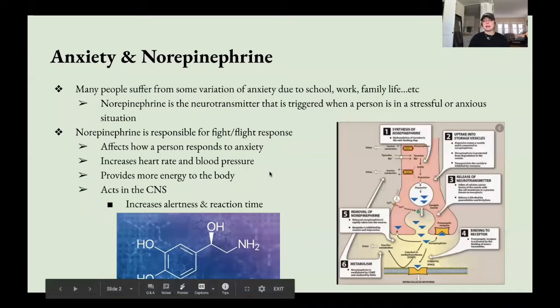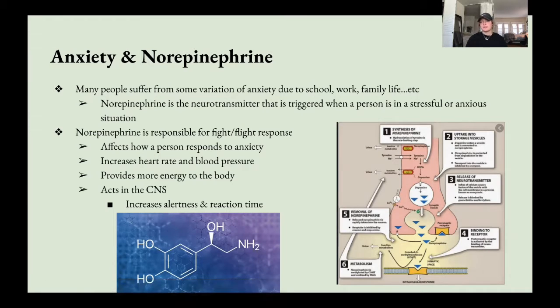In our society, many people struggle with some variation of anxiety, whether it's from school, work, family life, etc. Our society is constantly on the go, and that causes people to build up a lot of stress and anxiety. When we feel this stress and anxiety, the neurotransmitter norepinephrine is released into our brain to help us figure out how to deal with it.